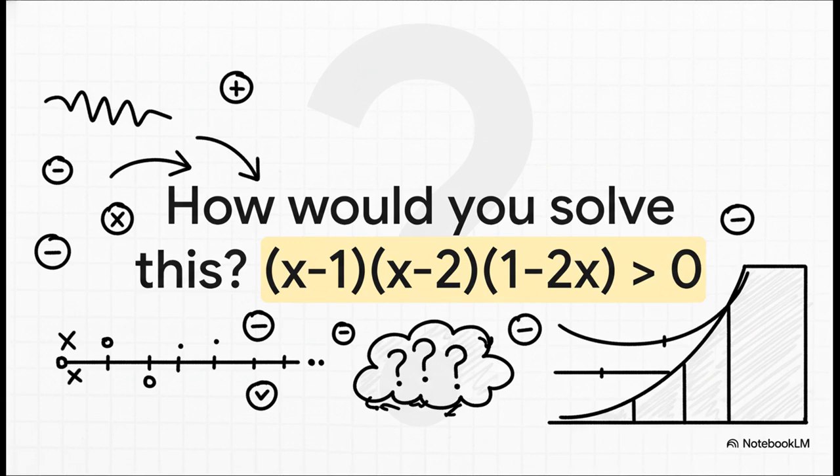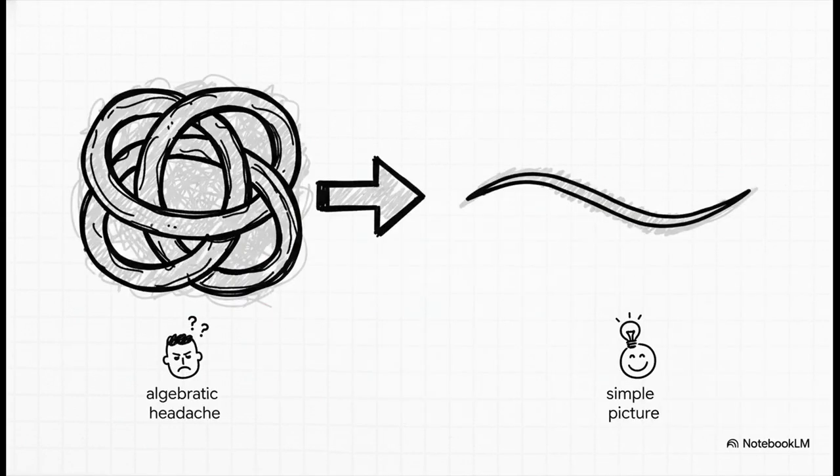Take a look at this problem on the screen. Now, if you're faced with this, what's your first instinct? You'd probably start plugging in random numbers, right? You test 0, then maybe 1, then a negative number, and it just gets really messy. Plus, you can't ever be totally sure you've found all the right spots. Yeah, that's the tedious way.